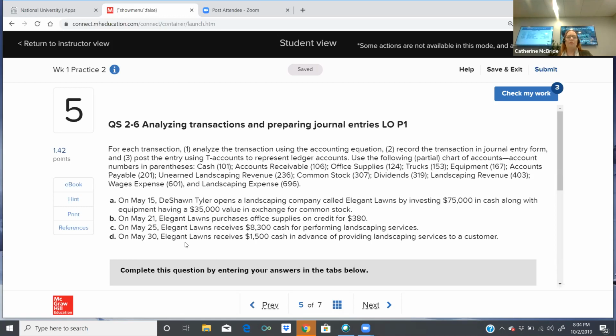So on May 15th, Deshaun Tyler opens a landscaping company called Elegant Lawns by investing $75,000 in cash, along with equipment having a $35,000 value in exchange for common stock. Okay, so what happened? A man donated equipment, wrote a $75,000 check, and in exchange for that, he was given stock in a company.